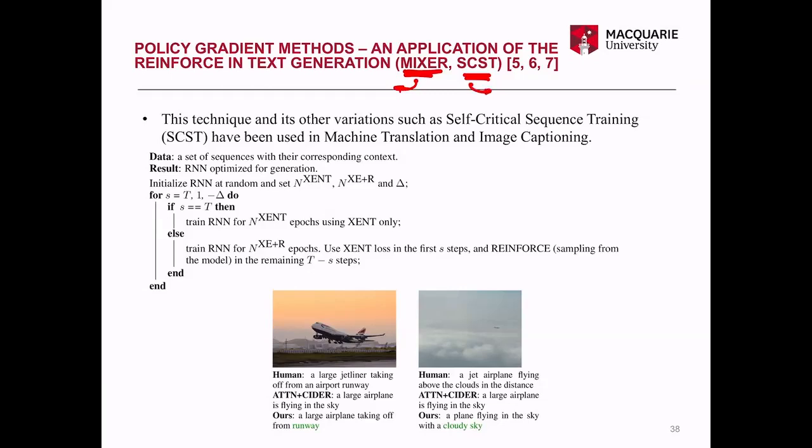Yeah, and you can see that this is the algorithm. It's not very complex to understand. It just says that if it's only cross entropy, we entirely train it with cross entropy. Otherwise, we train our RNN for this number of epochs with cross entropy, and then we switch to REINFORCE and train it for this number of steps with REINFORCE. And yeah, it led to a good result in some of the recent works.